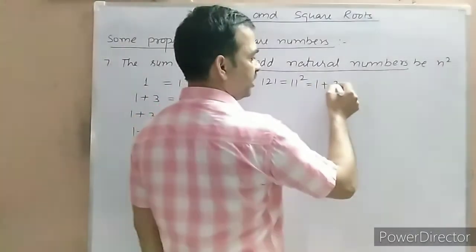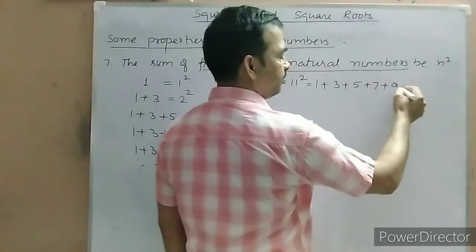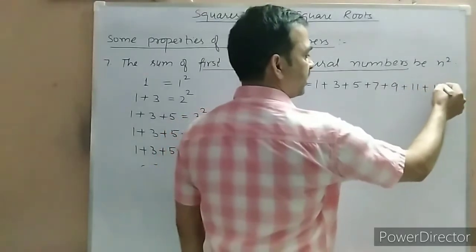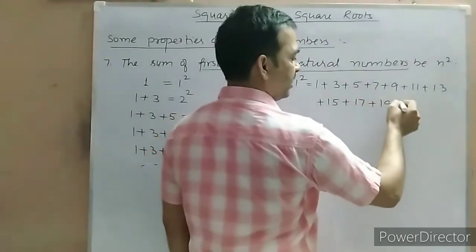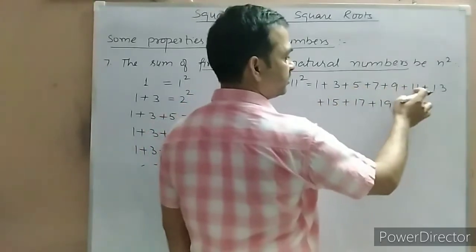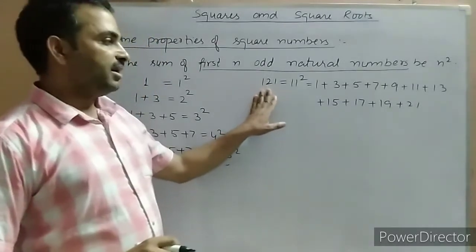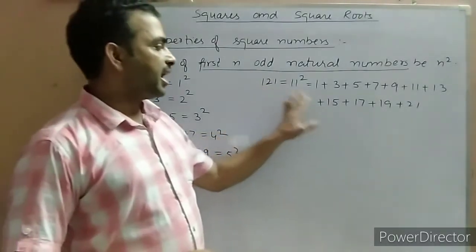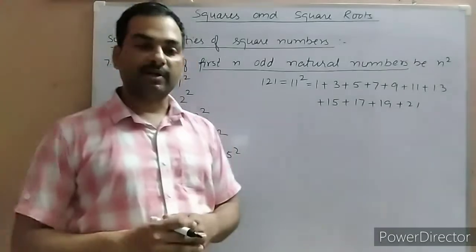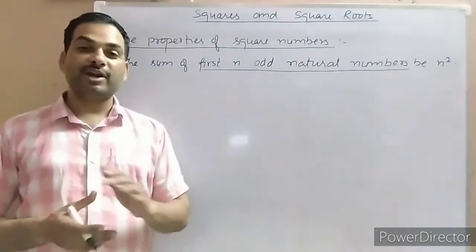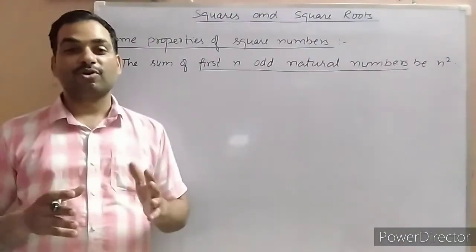1 plus 3 plus 5 plus 7 plus 9 plus 11 plus 13 plus 15 plus 17, 19 and 21. That is 1, 2, 3, 4, 5, 6, 7, 8, 9, 10 and 11. So 121 is a perfect square number, so it can be written as the sum of these first 11 odd natural numbers. Now we have an important concept: how to check whether a given number is a perfect square or not.